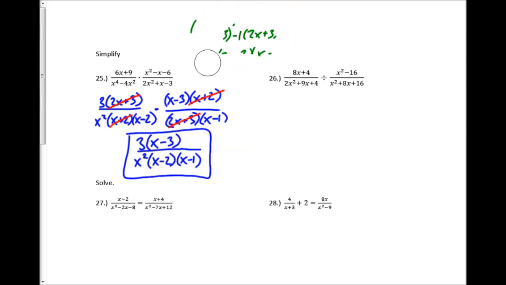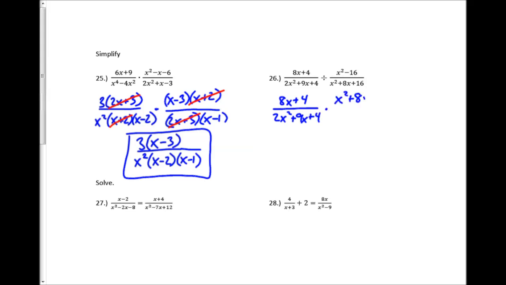If I take a look at the next one, I'm going to do the same thing with one extra step. I'm going to change that division to multiplying by the reciprocal. So the first thing I do here is I change that division to multiplying by the reciprocal. Now it's just like the previous problem. I'm going to factor everything completely, cancel out any common factors, and go from there.